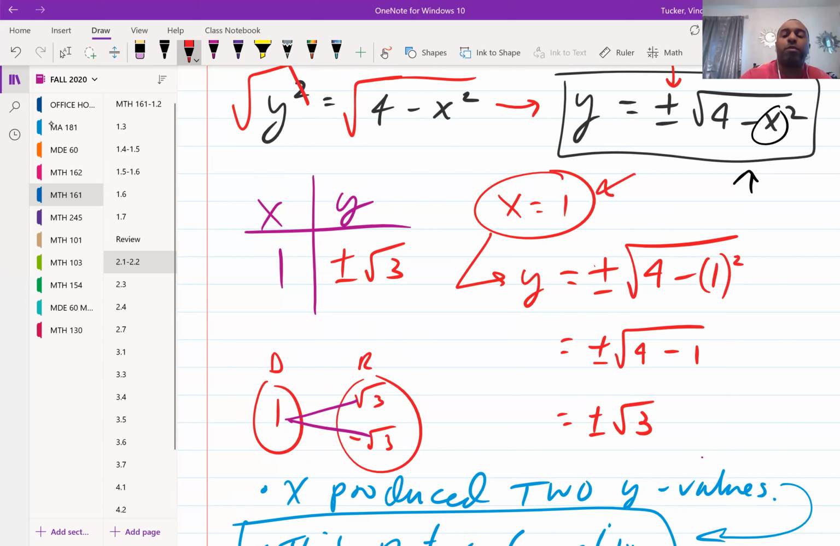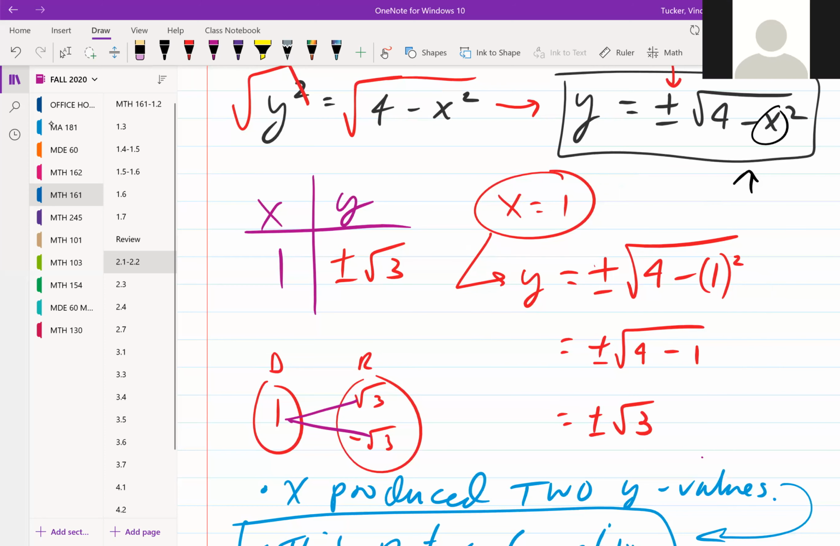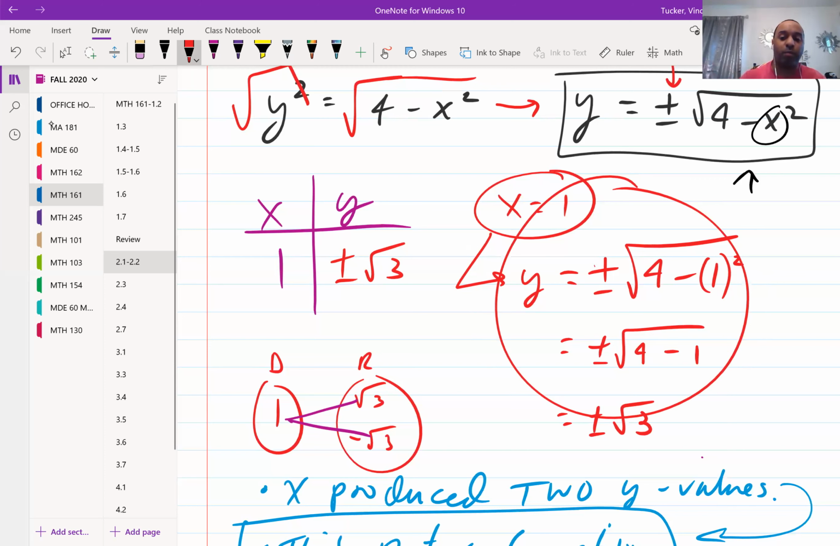Oh, I chose x. Remember, what we're doing is testing your equation, showing algebraic proof as to why our equation is not a function. Back in the day, we had to turn in written assignments and show that proof. So this would be an algebraic proof. You would choose an x value, and that x value would produce two y values. That's all this is, testing your equation.